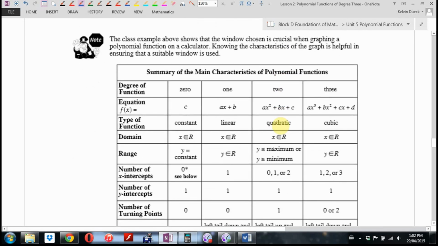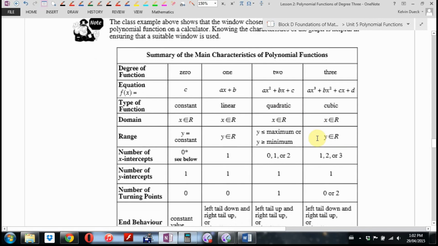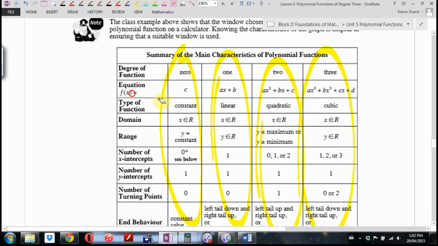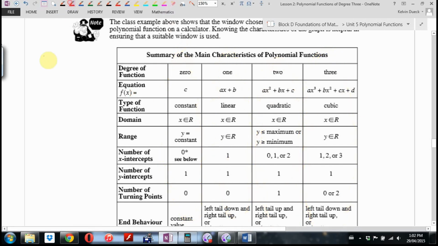So, here is our lovely summary. We now have constant, don't write this down, degree 1 linear, degree 2 quadratic, degree 3 x cubed. Here's what I would write down. This is the stuff you want to have at your fingertips.